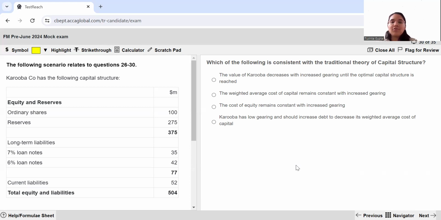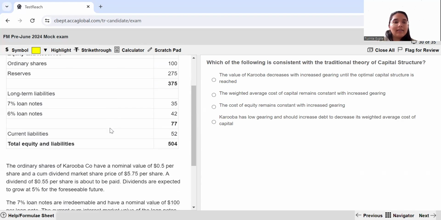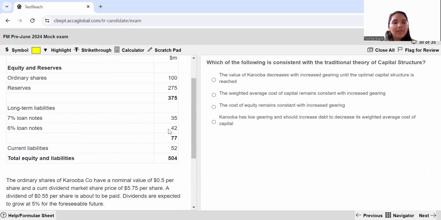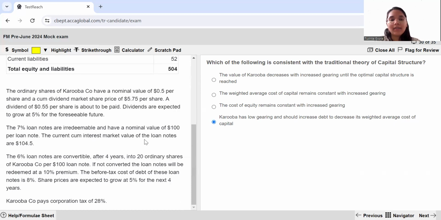No. So basically what happens over here is the traditional theory tells you that if you see the gearing that they currently have, basically the book value of your gearing, debt to equity, you have a debt of 77, and if you compare it with your equity 375, you find that it is roughly around 20%. So debt divided by equity is only 20%. This is a low gearing. So this statement, Karooba company has a low gearing and should increase the debt to decrease its weighted average cost of capital, is absolutely consistent with your traditional theory of capital structure.